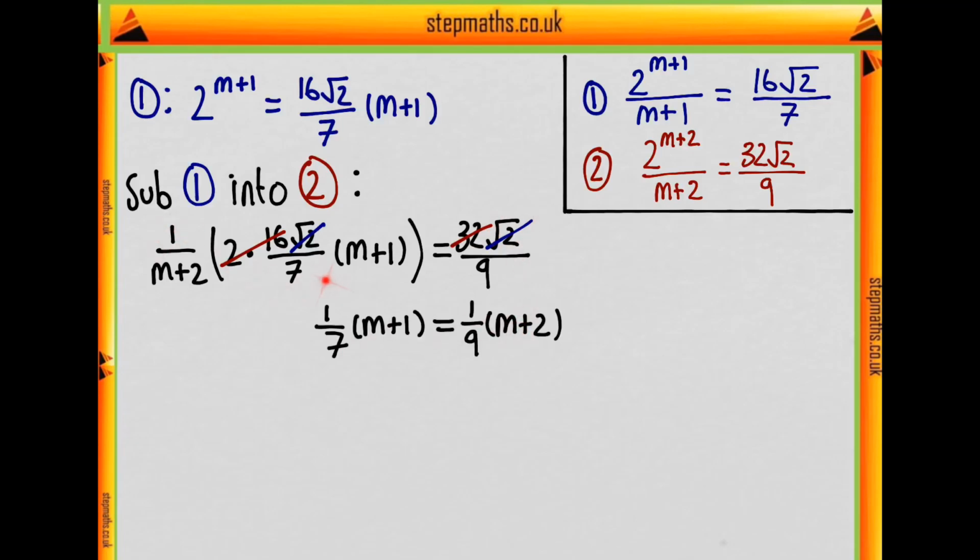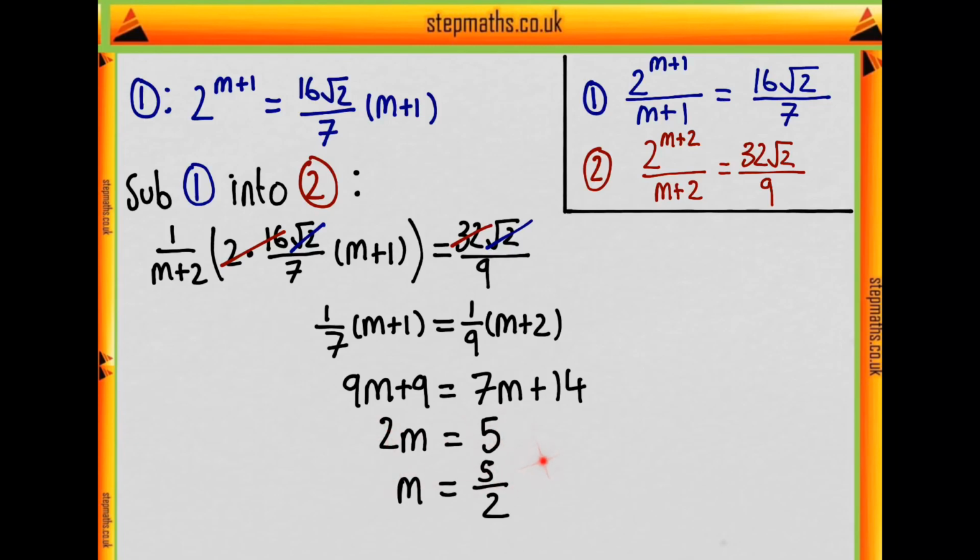So we get 1 over 7, lots of n plus 1, equals 1 over 9, n plus 2, where we've just timesed through by the n plus 2. This is fairly easy to solve. Let's times through by 9 and by 7 as well to get rid of these fractions. We get 9n plus 9 equals 7n plus 14. Take the n's over, take the constant over, 2n equals 5, and n is equal to 5 over 2. So this is our value for n, what we're asked to find. This corresponds with E in the multiple choice, so our answer is E.